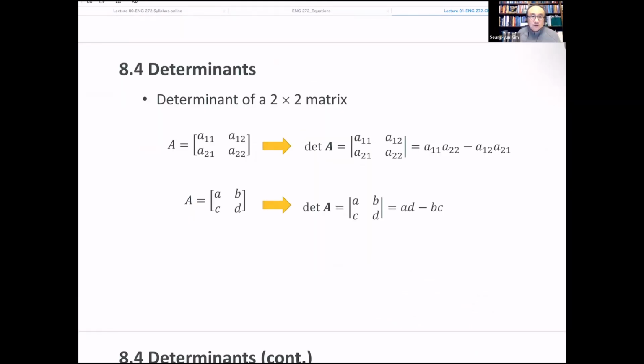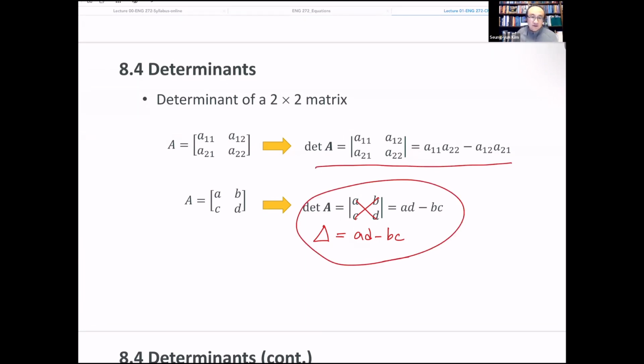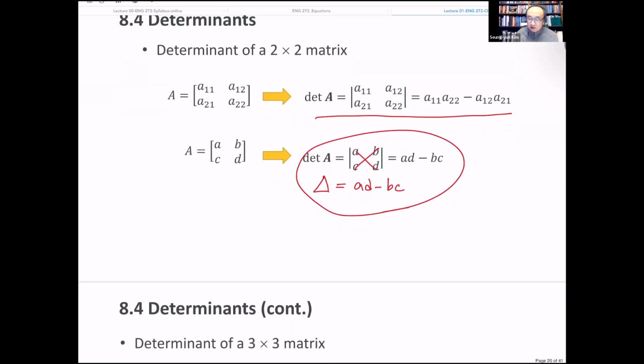Determinant. In the matrix, we need to calculate the determinants. And determinants we refer to as delta. For the delta of any given matrix, you need to calculate in a very specific way. First, we're going to talk about the 2 by 2 matrix. When you have a 2 by 2 matrix, the delta is going to be AD minus BC. The book talks about A11, A12, A21, A22, but basically this is what it is: AD minus BC.